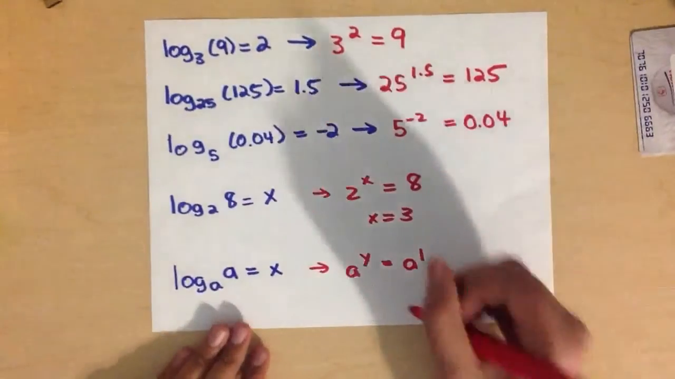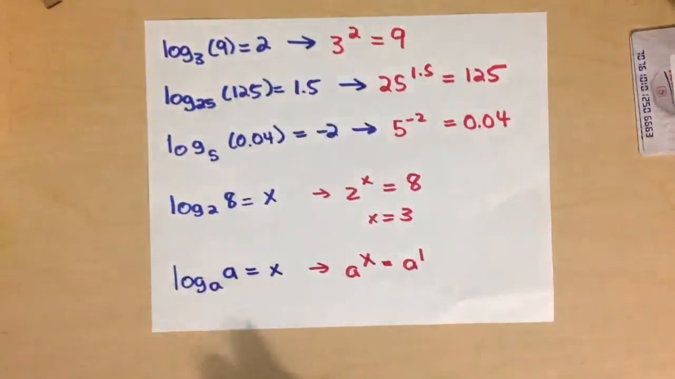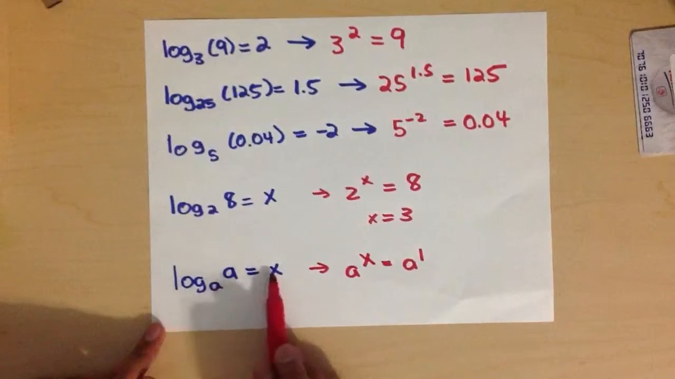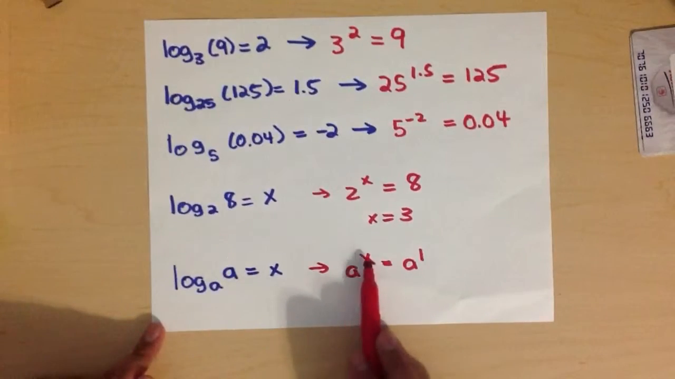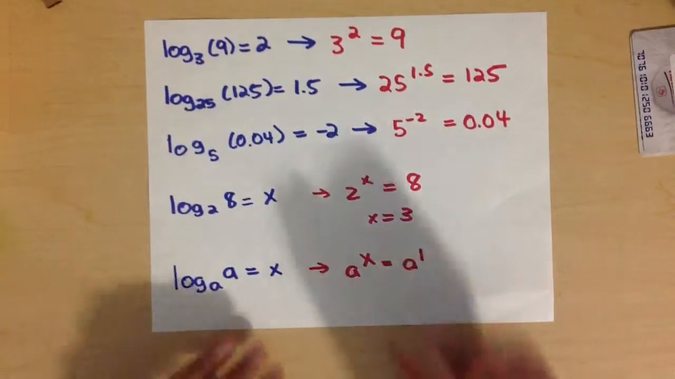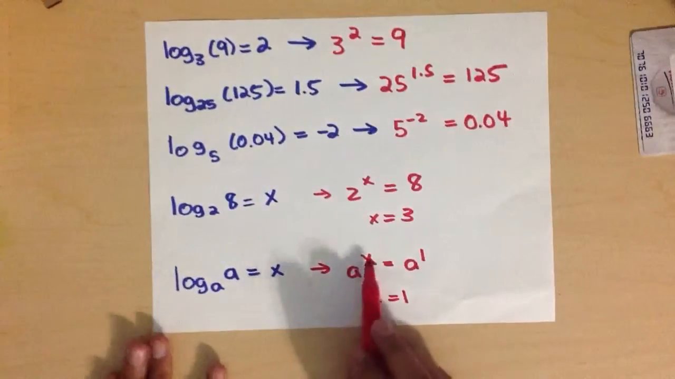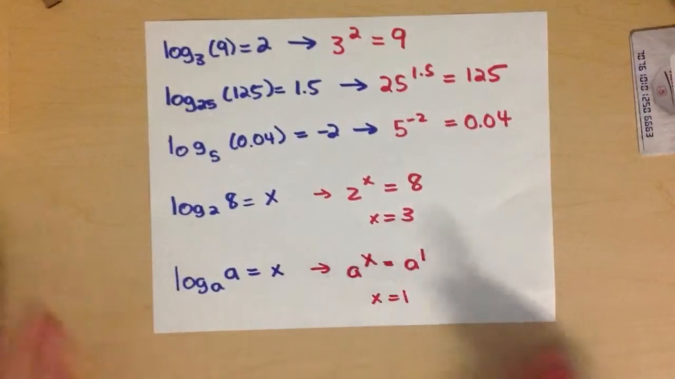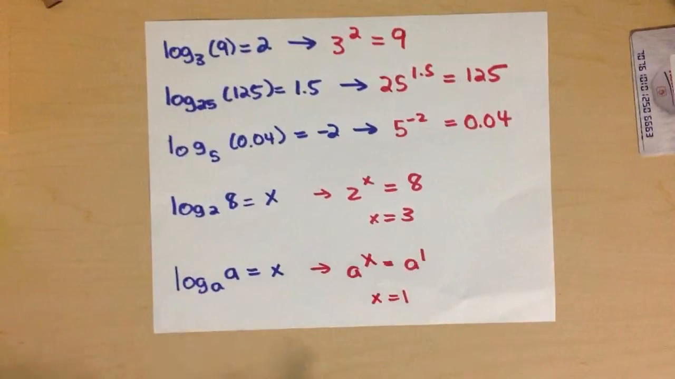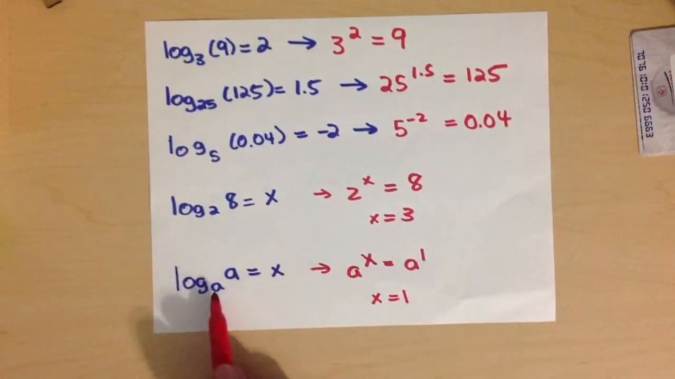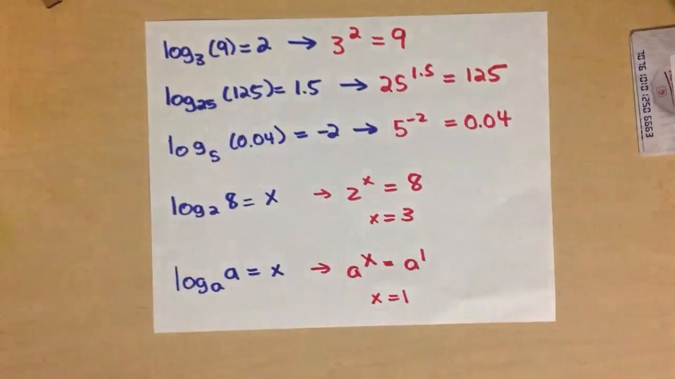A to what power is going to get you a to the 1. So it's supposed to be a to the x, because this can be written as a to the x is going to be equal to a. So a to the x is going to be equal to a to the 1. So therefore, assuming that these are equal, x has to be equal to 1, because if a to the x is equal to a to the 1, which means x is 1. So that's how you convert that. That's kind of self-explanatory. A to the power of 1 is going to get you a to the 1.